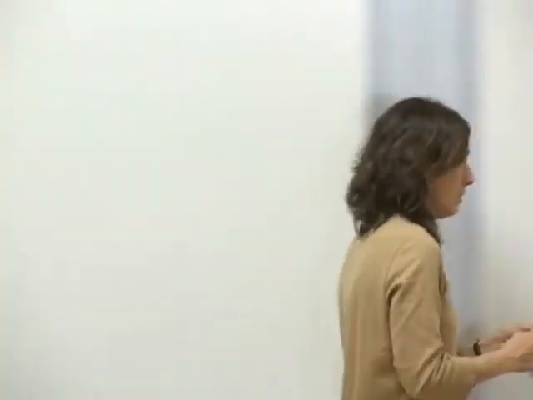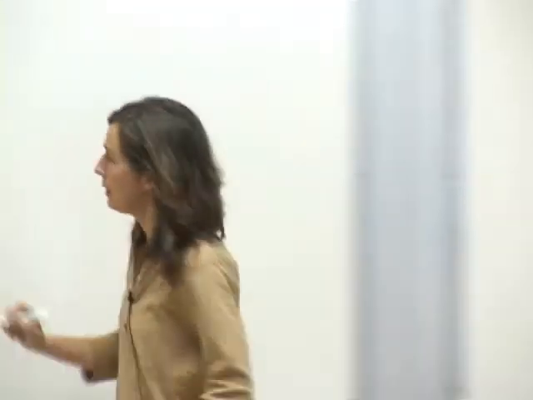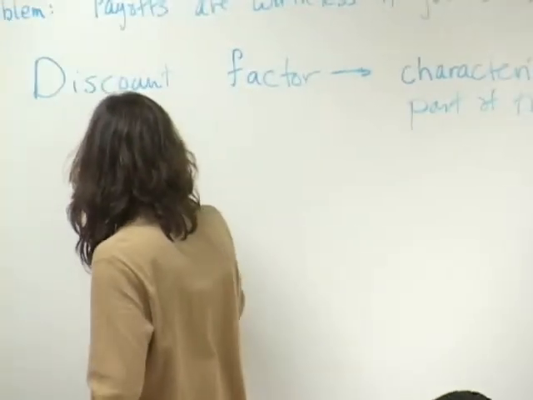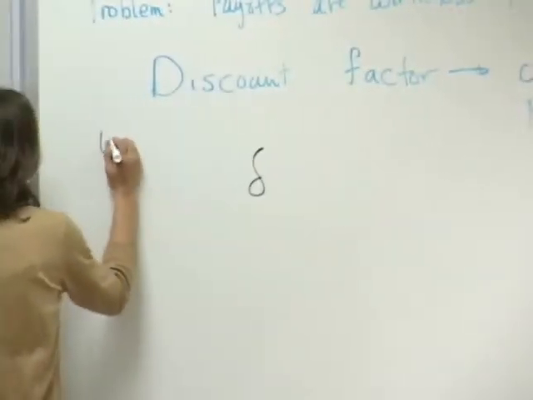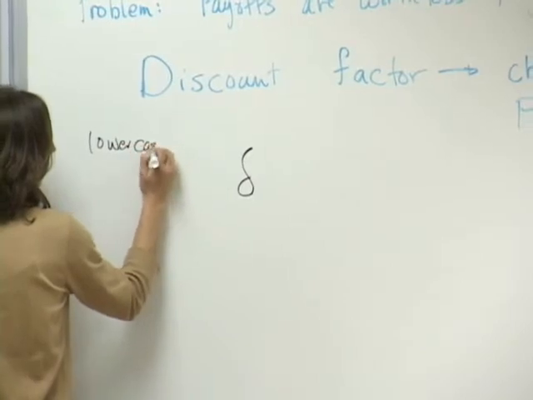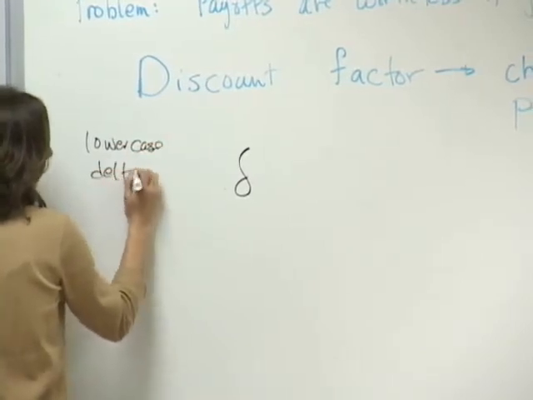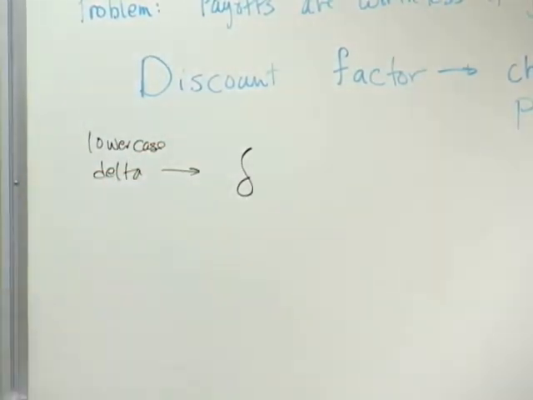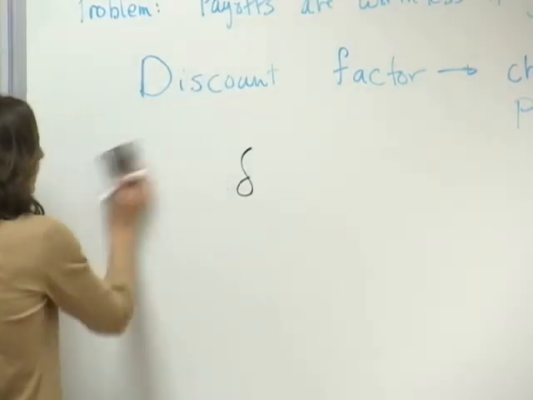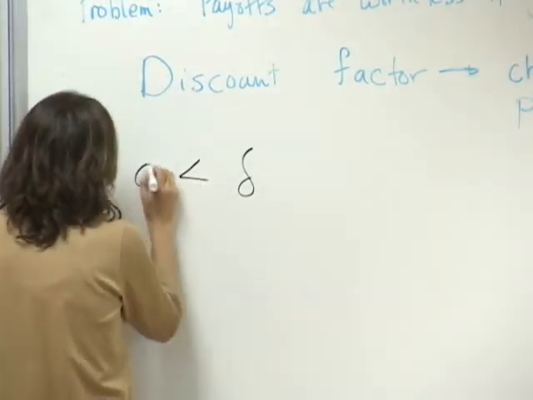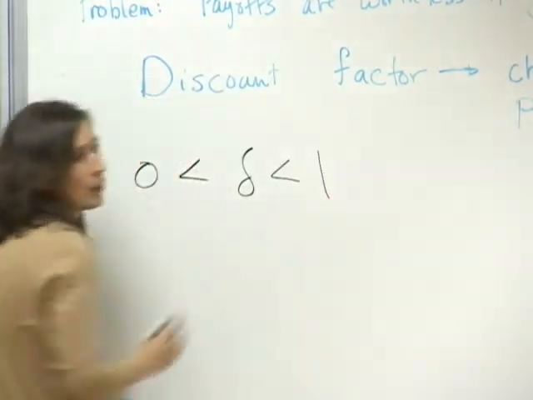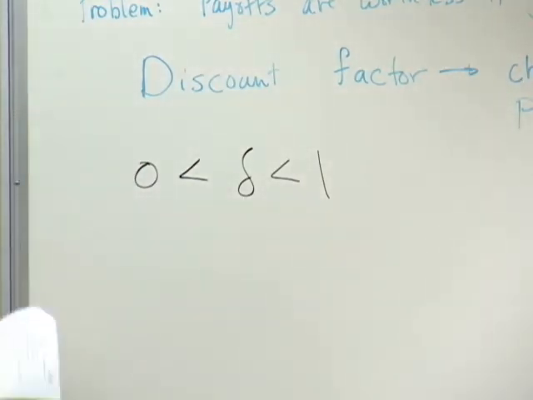Discount factors are usually represented with the lowercase Greek letter delta. Okay, this is a lowercase delta, kind of squiggly little upside down balloon guy here. Discount factors make sense if they are between 0 and 1. Okay?